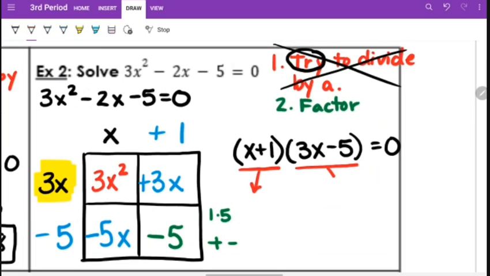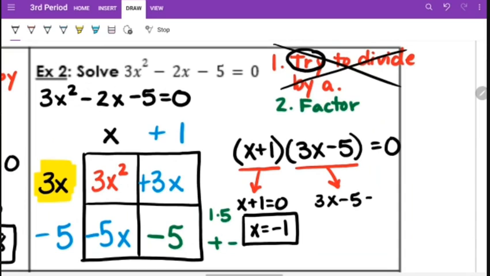If it's the first factor that's equal to 0, then we would have x plus 1 equal to 0. Solving this is relatively straightforward. We just subtract 1 from both sides, and you get x is equal to negative 1. The second factor is a little more complex. If the second factor is the one that's equal to 0, we would have 3x minus 5 equals 0. And to solve for x, we would add 5 to both sides. And then we would divide both sides by 3.